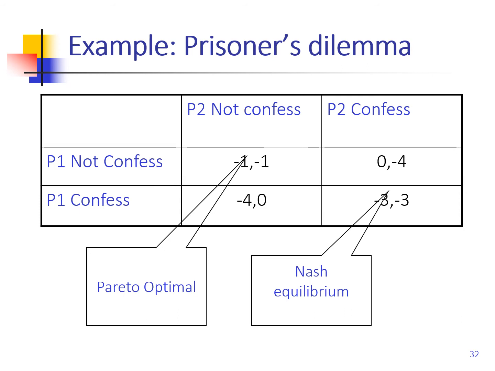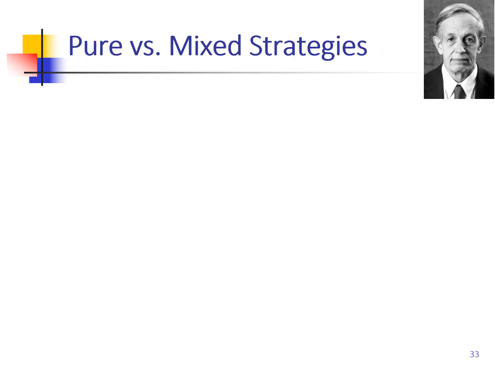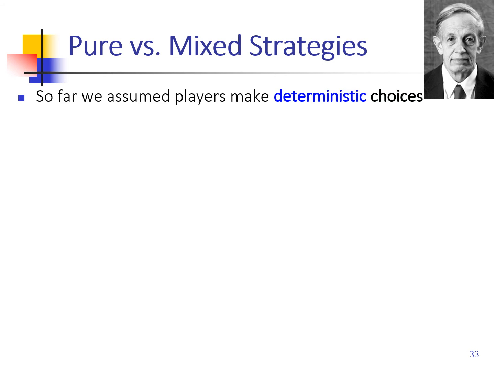All right. But again, as I said before, this will not always be the case. Sometimes we cannot find the Pareto optimal, whereas we can find the Nash equilibrium. Sometimes we can actually not even find the Nash equilibrium in pure strategies, and we will need to look at a different notion of mixed strategies for that. All right. Now, pure versus mixed strategies.